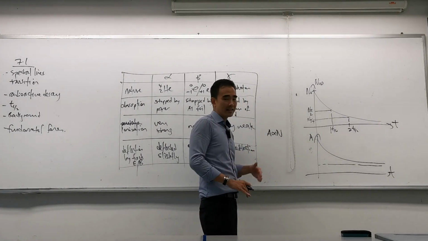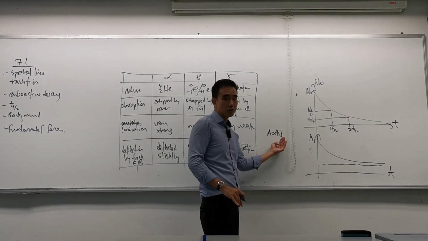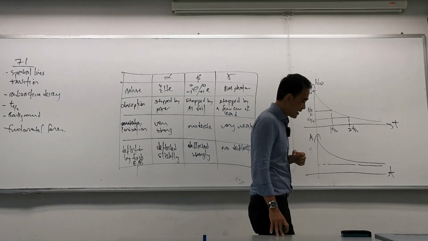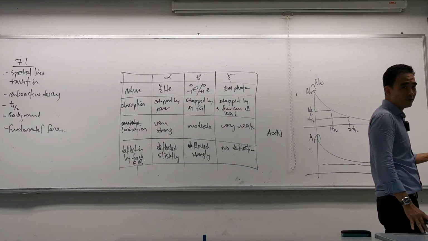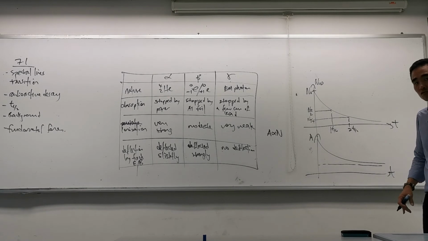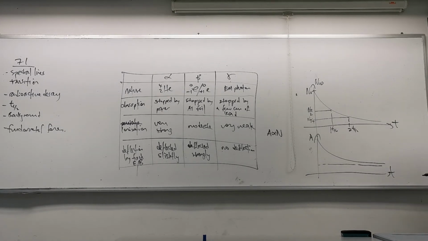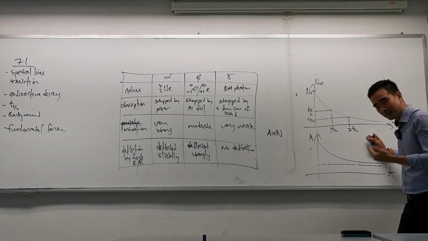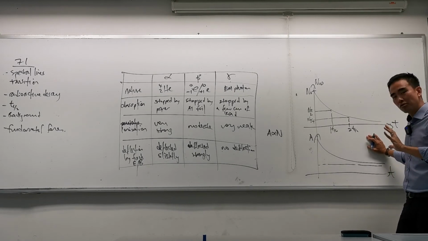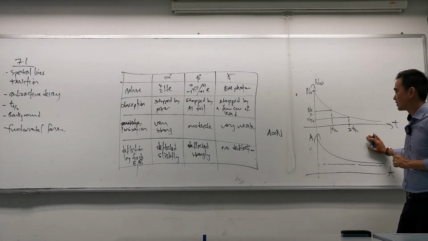But for the moment, let's take it that activity is proportional to N. The number of nuclei present will determine the rate at which you detect the alpha and beta. And it's directly proportional. And why is it directly proportional? Something to do with probability. We'll discuss more about this.